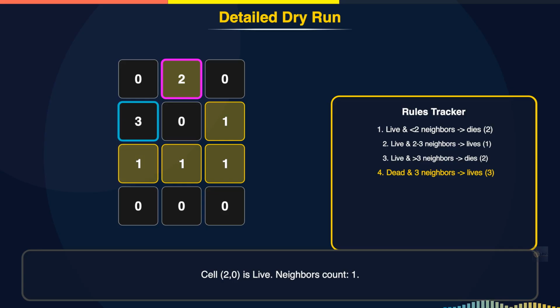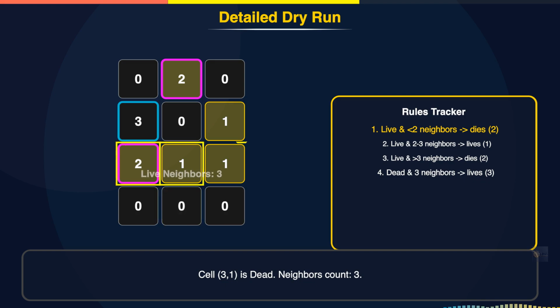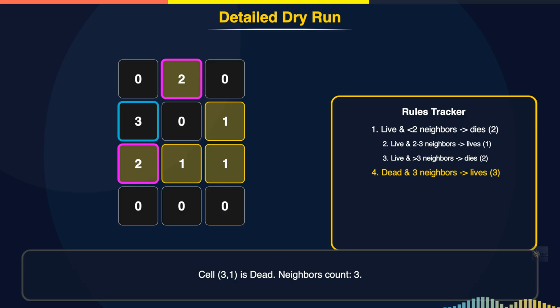Let's skip to row 2, column 0. It's a live cell, but it only has one live neighbor at 2, 1. It dies and we mark it as 2. Finally, look at row 3, column 1. It has 3 live neighbors in the row above it. It becomes live, so we mark it as 3.